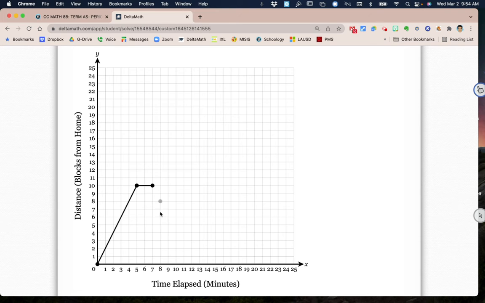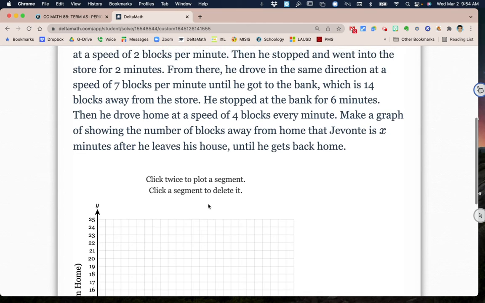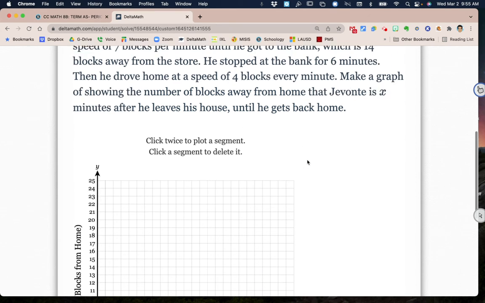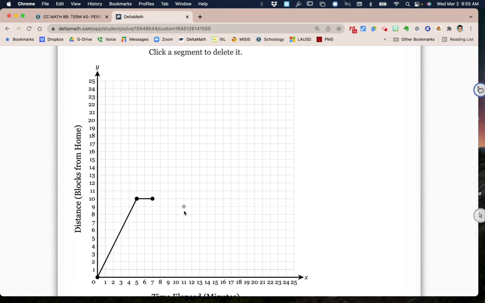Okay, that's when he was. So at minute 7, he's still 10 blocks away. Okay. From there, he drove in the same direction at 7 blocks per minute until he got to the bank, which is 14 blocks away. So he went 7 blocks every minute until he was 14 blocks away. How many minutes did that take? 2. Yeah. So in 2 minutes, he went a total of 14 blocks from here.